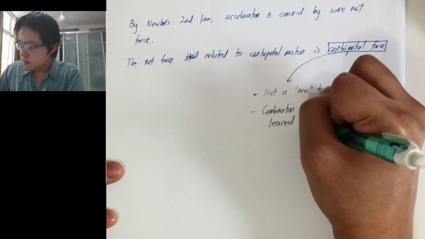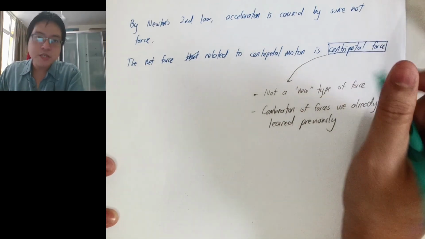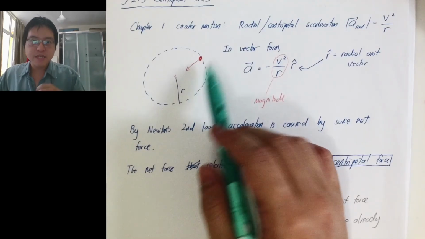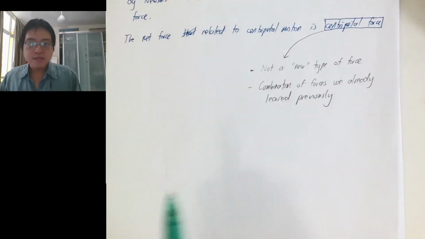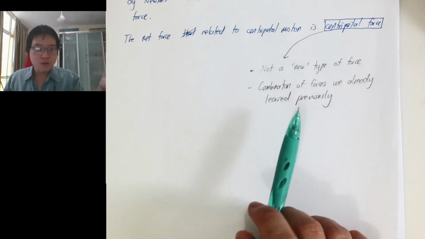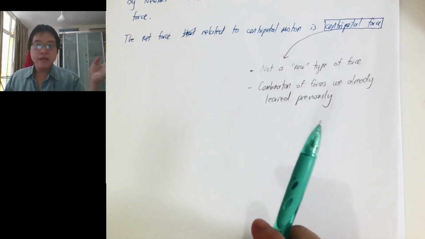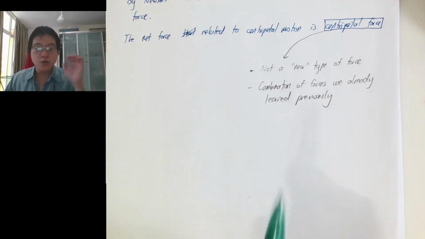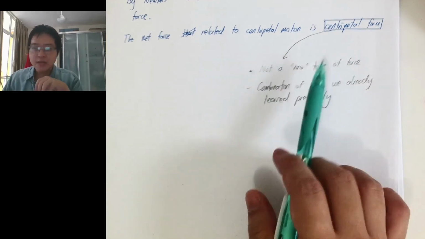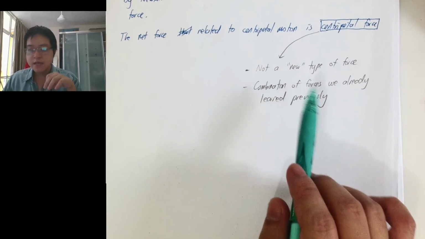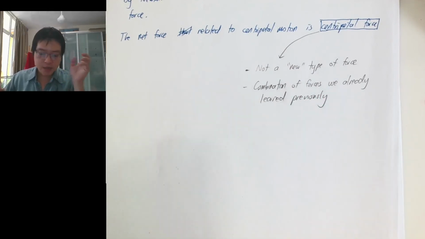It depends on the question. Sometimes if this object is attached to a string going in circular motion, it is probably going to be a tension. If it's attached to a spring, maybe it is Hooke's law. Maybe it is moving against a surface, so maybe it is a normal force, right? So it could be any one of those. This is what I mean by not a new type of force. It's just a combination of forces that we already learned.